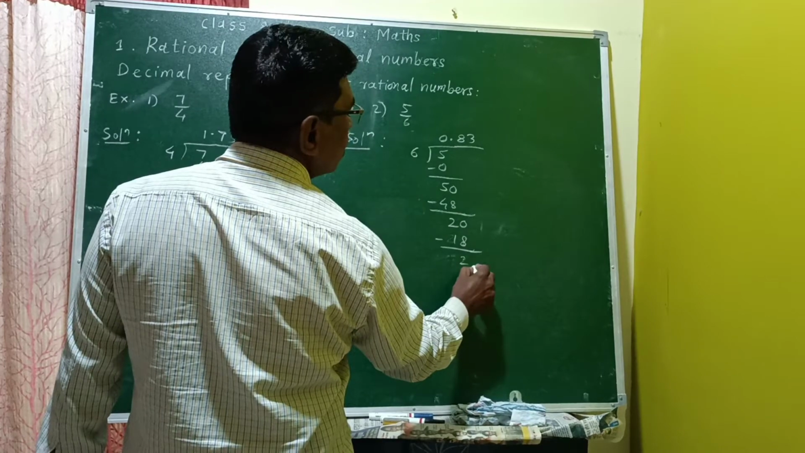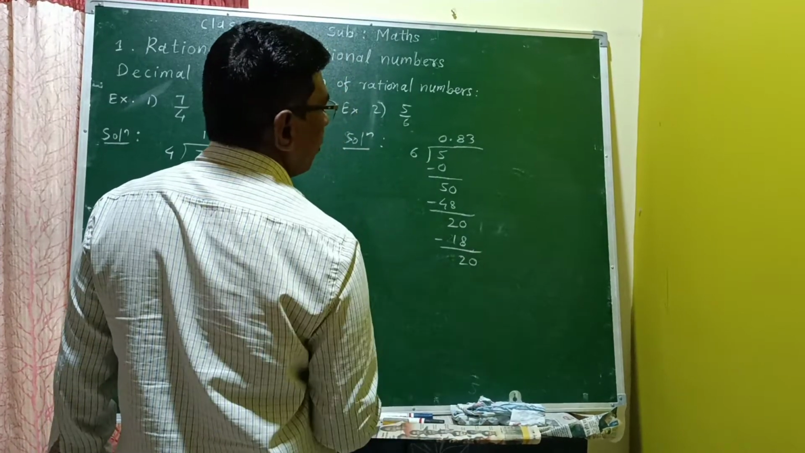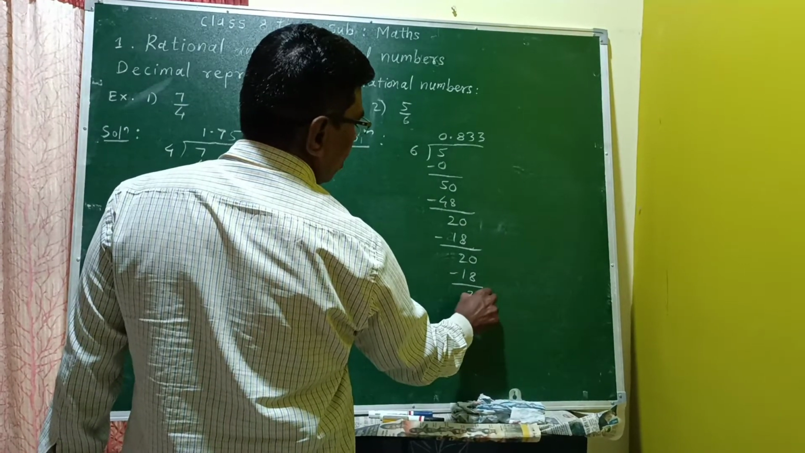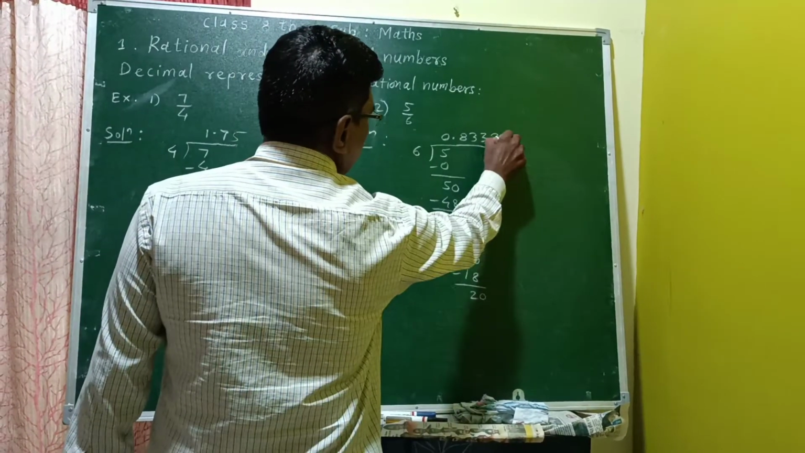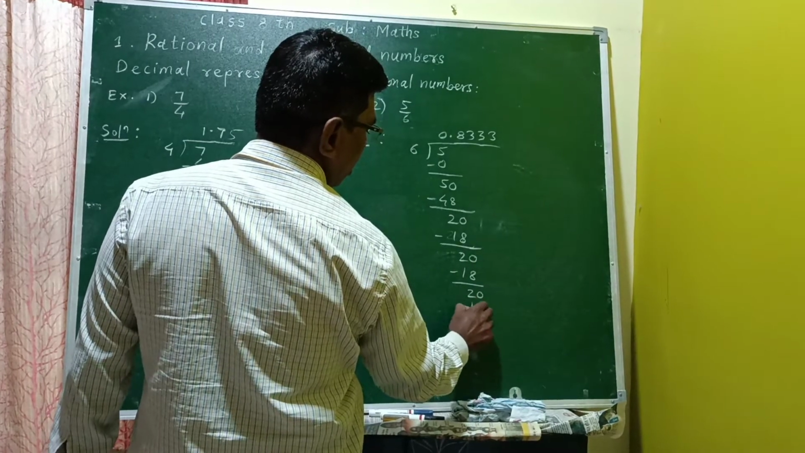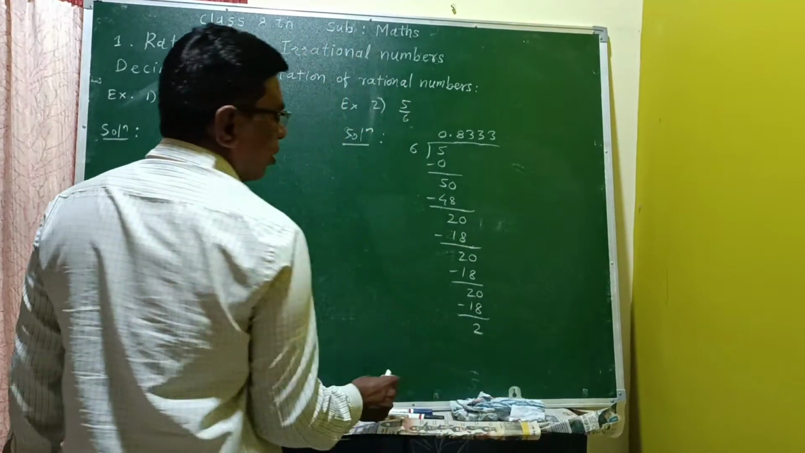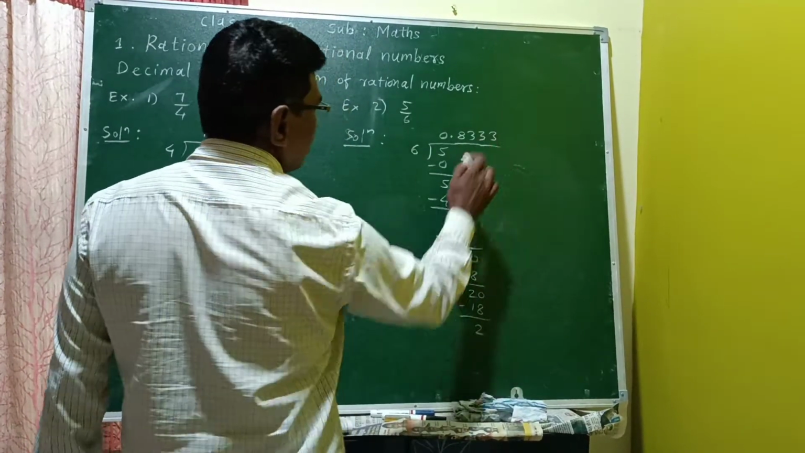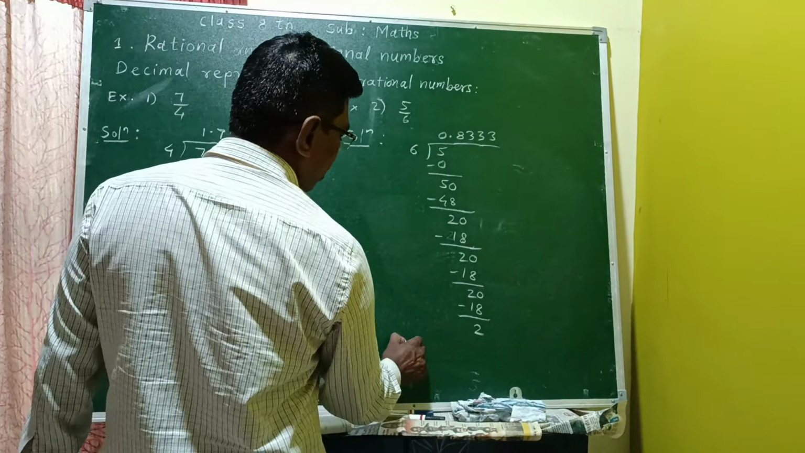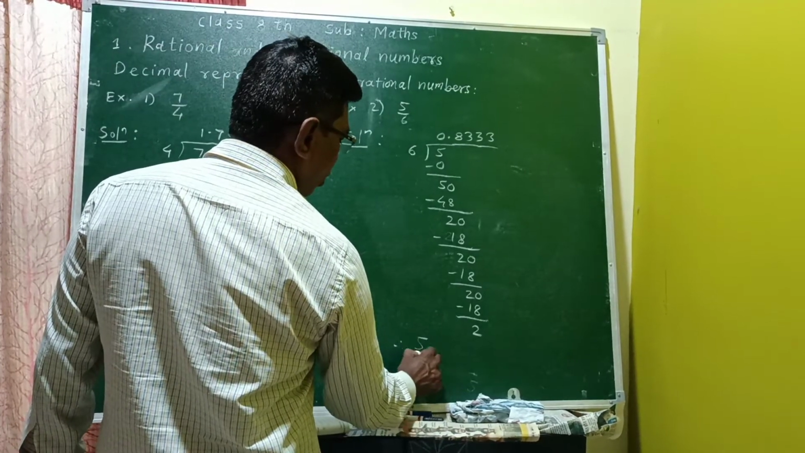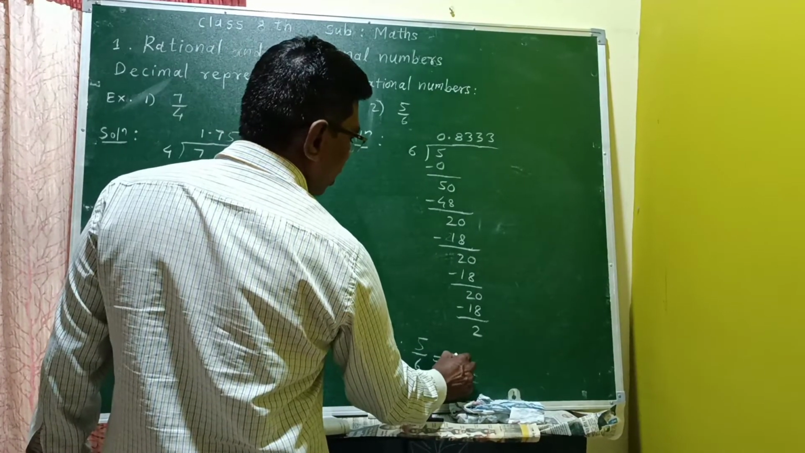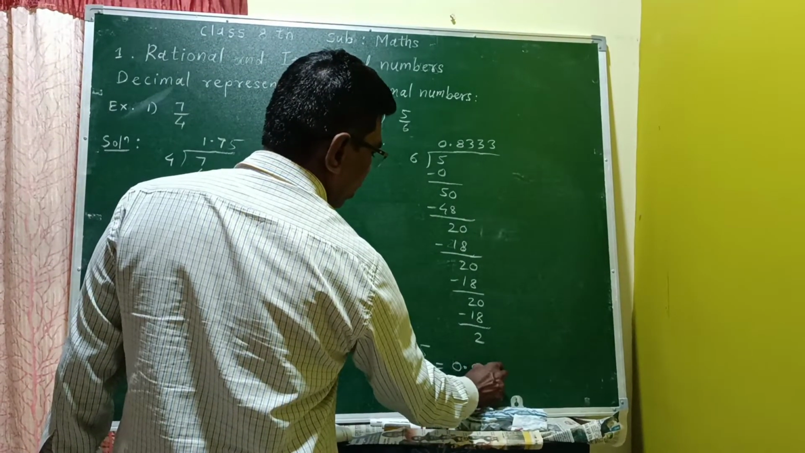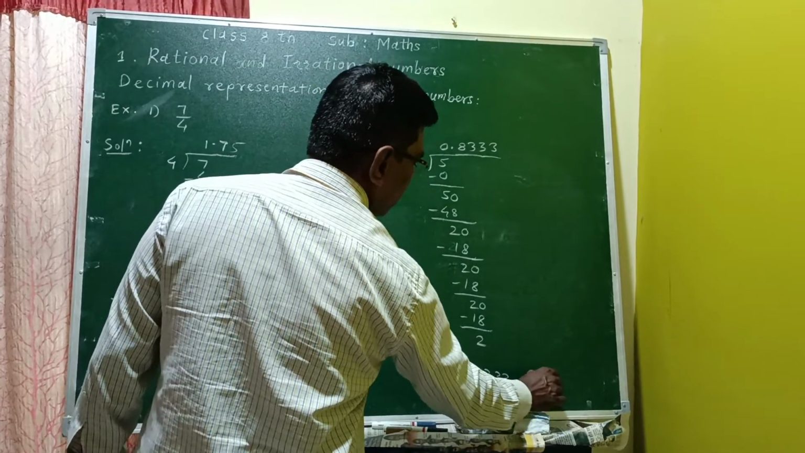Take 0. 6 3s are 18. Remainder 2, take 0. Now 6 3s are 18. Remainder is 2. 6 3s are 18. Remainder is 2. Means here in the quotient the digit 3 is repeated continuously. Therefore 5 upon 6 is equal to 0.8333 and so on.